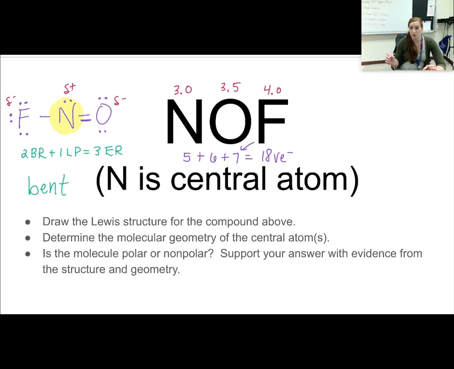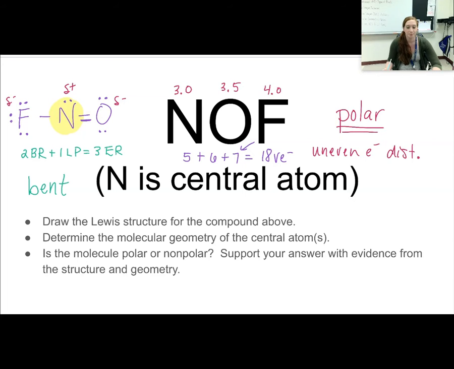Because those are different electronegativities on either end, on the fluorine and the oxygen, and there's a lone pair of electrons on the nitrogen, this molecule is going to be polar. That's going to be uneven electron distribution. I'm going to abbreviate that. Okay, moving right along.